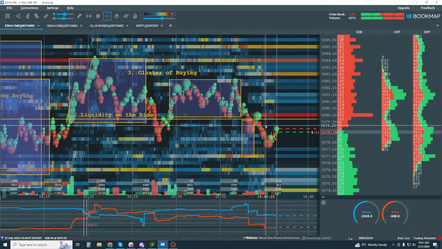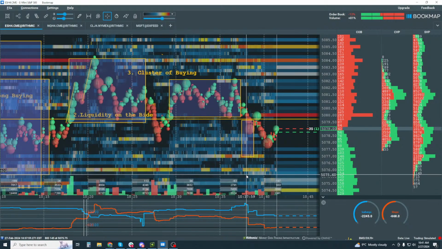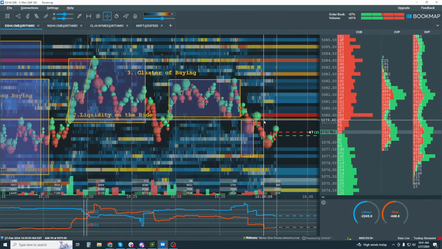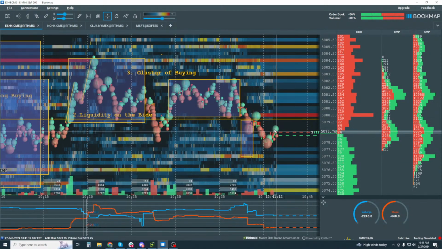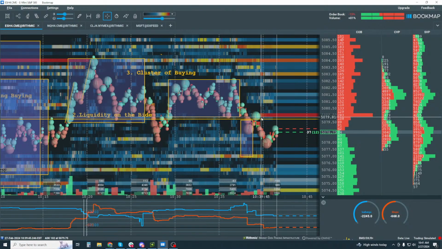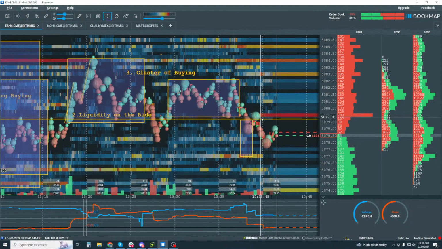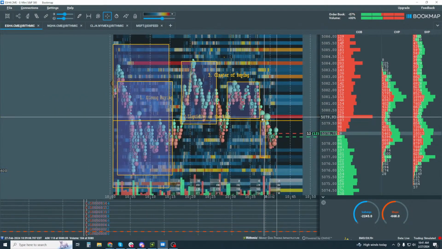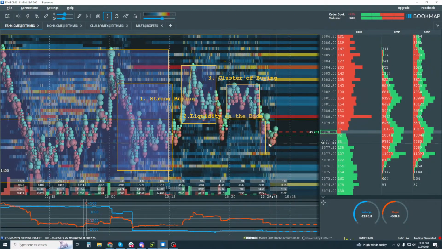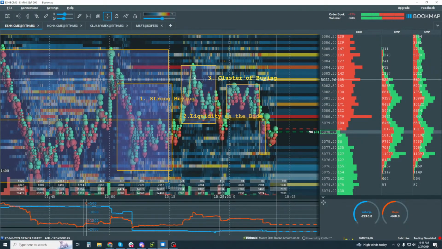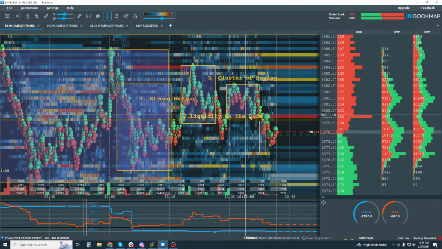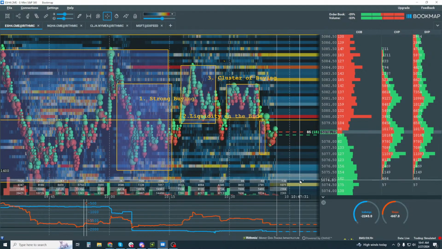A bit of a pullback right now. It is on low volume, low buy volume. Yeah, I mean, since we've pulled away here from all of this up here, I'm still looking for sellers to try to drive it lower.